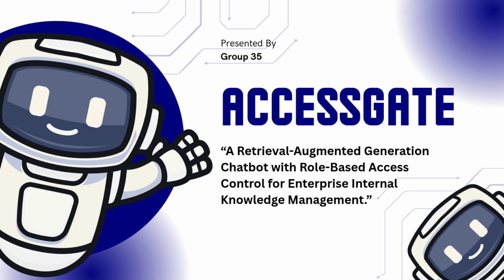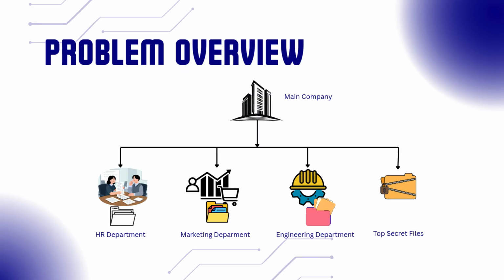Hi, this is AccessGate, a retrieval augmented generation chatbot with role based access control for enterprise knowledge management. In any growing company, data ends up scattered across departments. HR keeps employee records, marketing has campaign numbers, engineering has its own technical docs. Each team logs into its own silo, and when someone outside that team needs an answer, they are stuck.